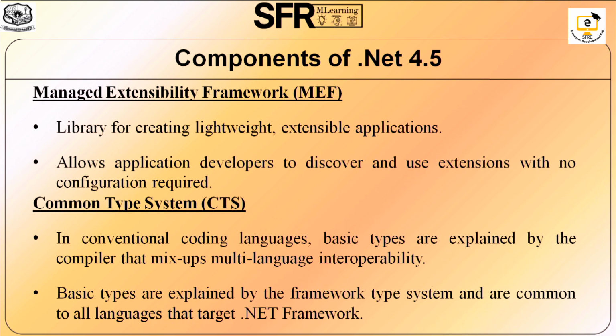The second one is the Common Type System, which is the basis for the CLR. In conventional coding languages, basic types are explained by the compiler, which limits multiple language interoperability. Here, basic types are explained by the framework type system and are common to all languages that target the .NET framework.